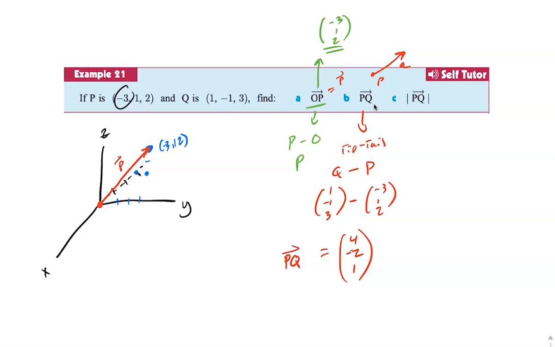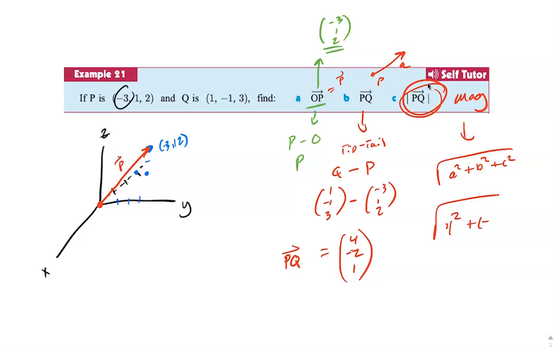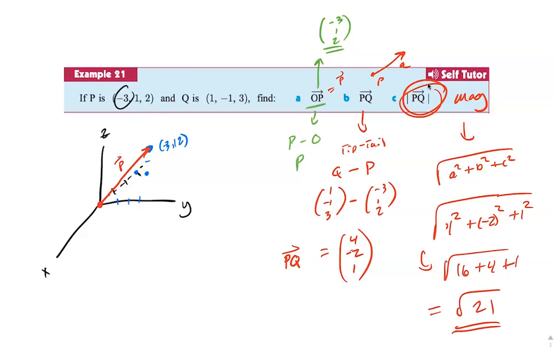Right, and now they want the absolute value of PQ, which again just means magnitude. Absolute value just means magnitude in vectors. So we use the formula: a squared plus b squared plus c squared, with the 3 components, under a square root. We're just going to sub it all in. Remember, when you square a negative, it does become positive. So we should get 16 plus 4 plus 1, which is radical 21. And that's the answer to that one.